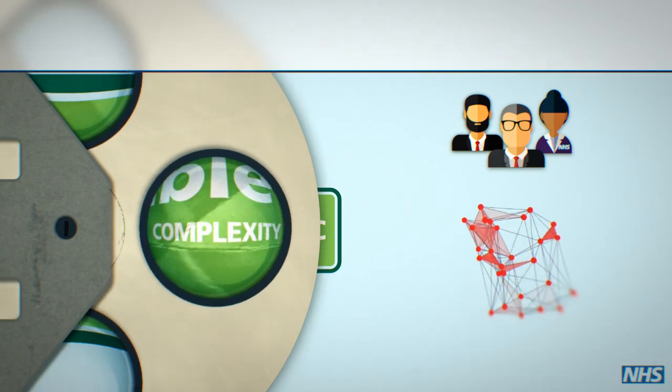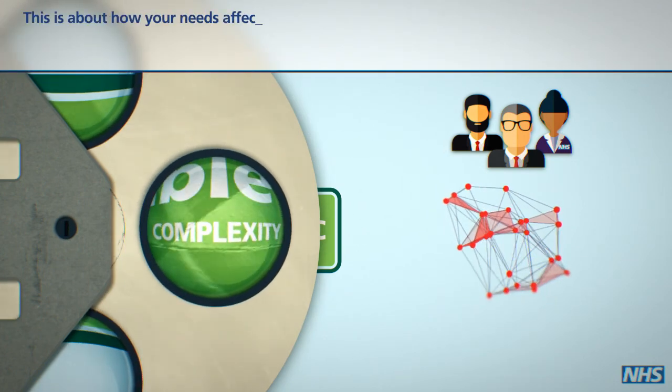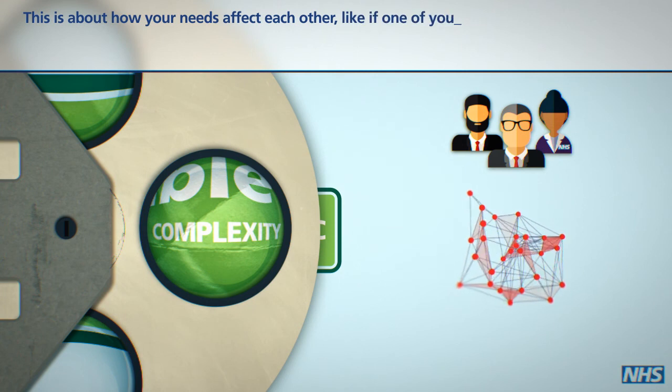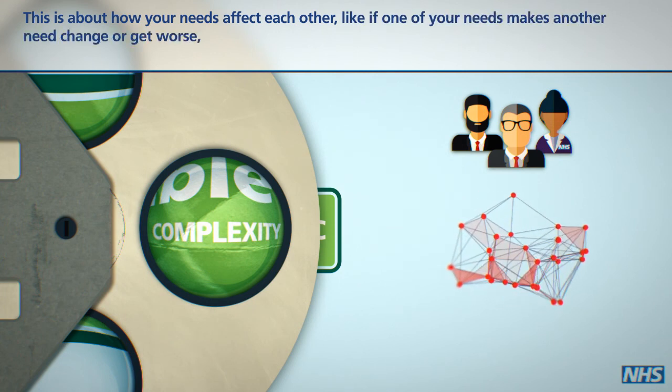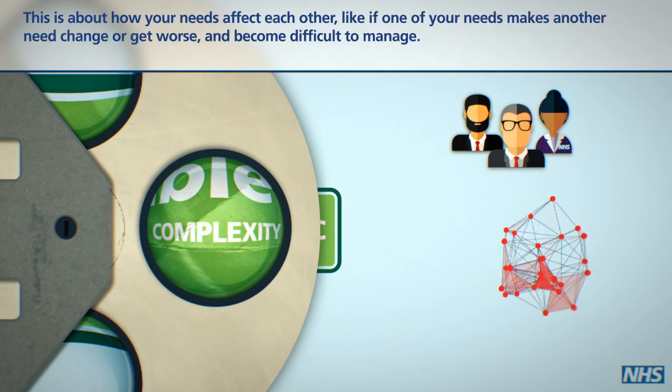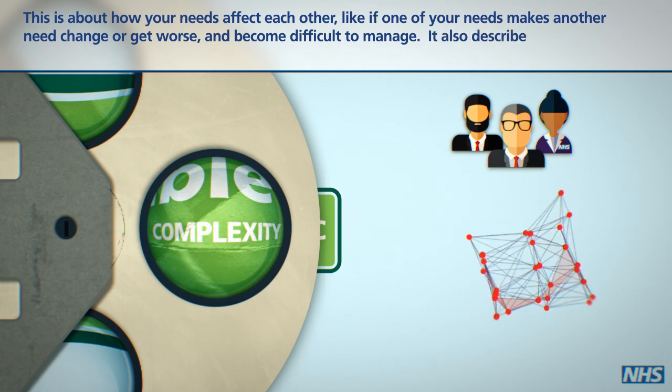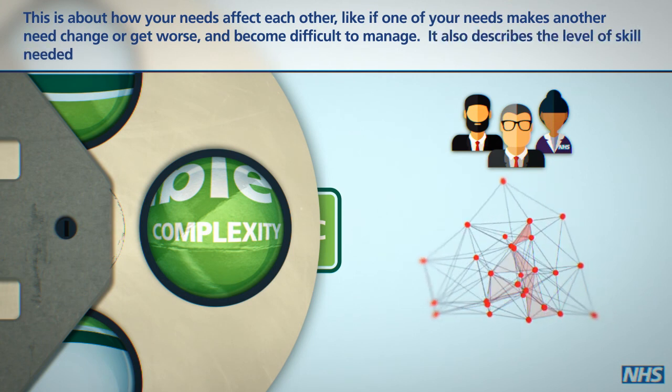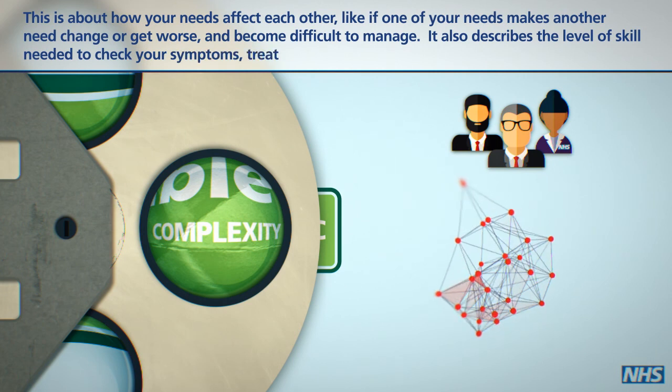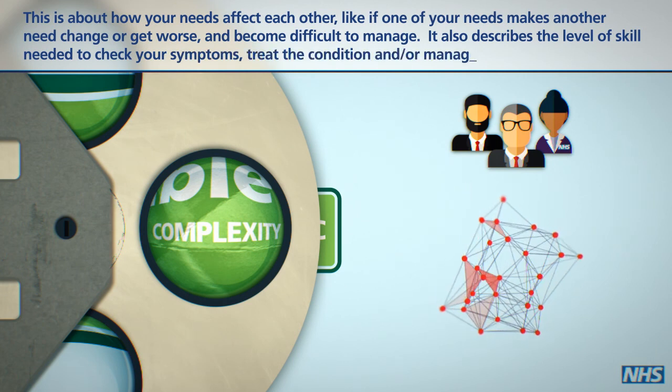Complexity. This is about how your needs affect each other, like if one of your needs makes another need change or get worse and become difficult to manage. It also describes the level of skill needed to check your symptoms, treat the condition, and/or manage your care.